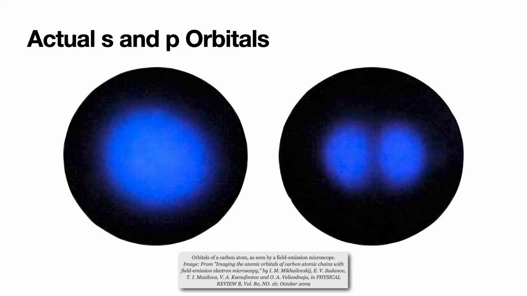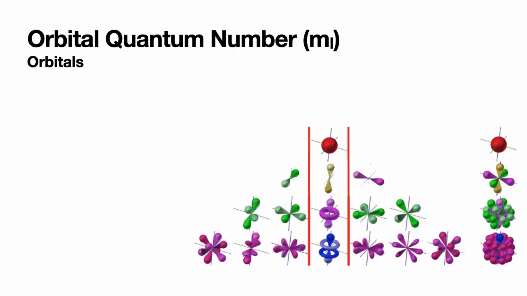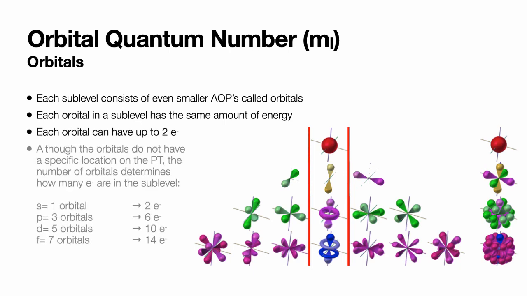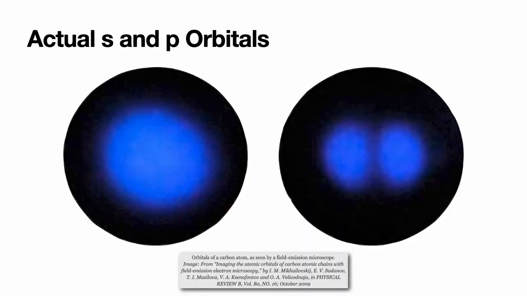The p orbitals. If you go back and look at the p orbitals, you'll see that each orbital had 2 little lobes on it, right? So each one of these represents an area where 2 electrons can be. And that's what we see with this. This represents a p orbital.